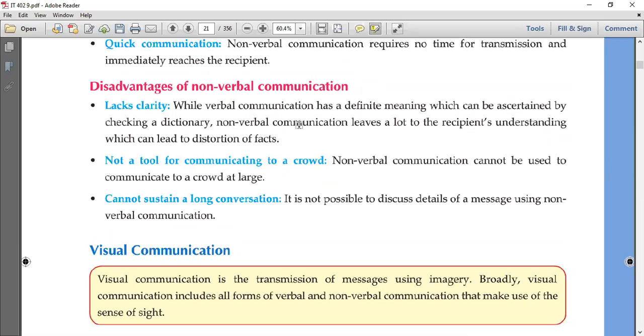And it is not a good tool for communicating to a crowd, when you are explaining certain things to a large number of people. It's difficult to communicate with a large group with the help of non-verbal communication. So that is not so effective in that case. Then, it cannot sustain a long conversation. You cannot talk to somebody with gestures for a longer time, like if you want to talk to one person for 1 hour or so. If you use non-verbal communication, that will not be so effective, right?